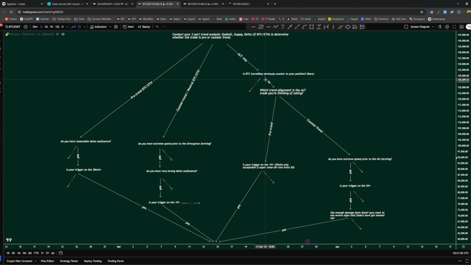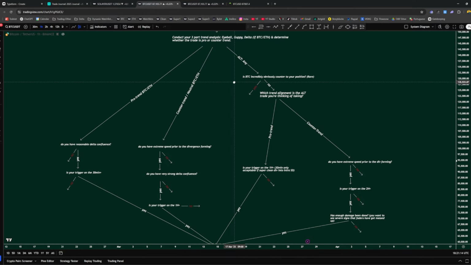Then we move on to alts. The first gate here is, is BTC incredibly obviously counter to your position? Now, I put in brackets here rare, right? Because normally I don't look at BTC when I'm trading my altcoins. That being said, there are, say, 10% of the time, times where I am very directionally confident on where BTC is headed. And as a result, I don't want to trade counter to that thesis, okay?